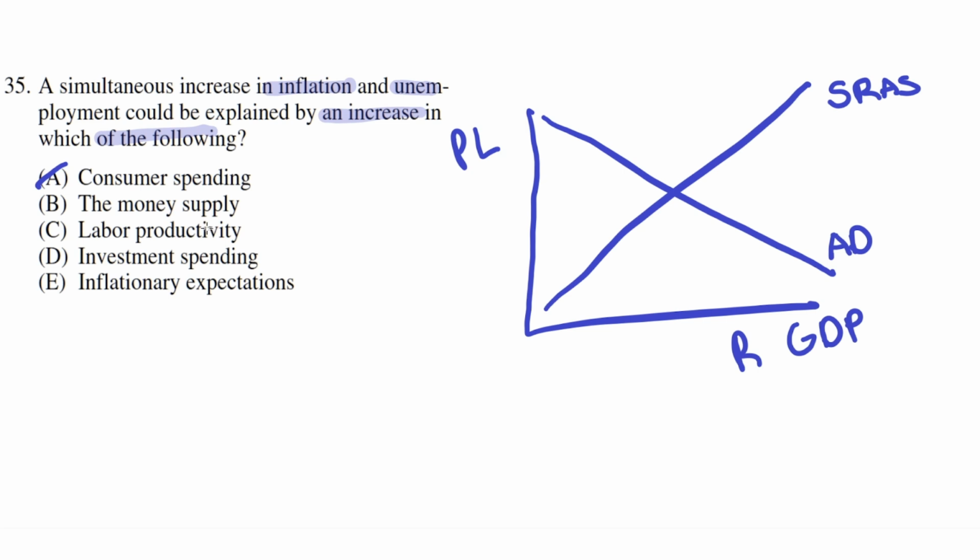B, the money supply. This is also incorrect because an increase in the money supply leads to a decrease in the interest rates, and a decrease in interest rates means that the investments will increase, and an increase in investments means that there's greater investment spending, and because there's greater investment spending, the aggregate demand will increase and shift to the right again. And we've already detailed how this would look on the graph, and it was not resulting in an increase in inflation and an increase in unemployment. So B is also incorrect.